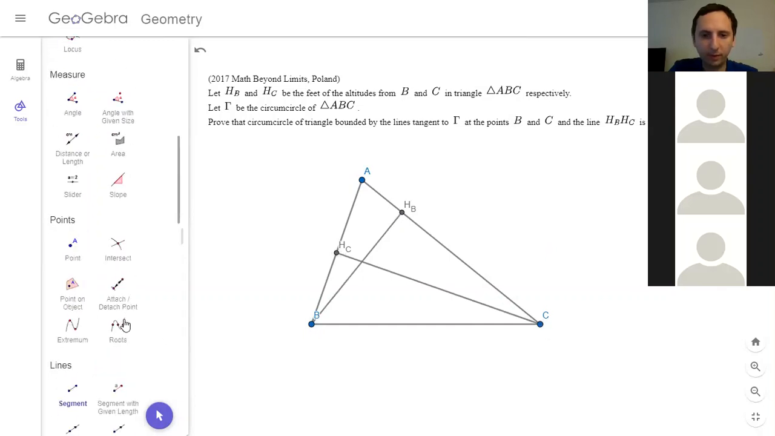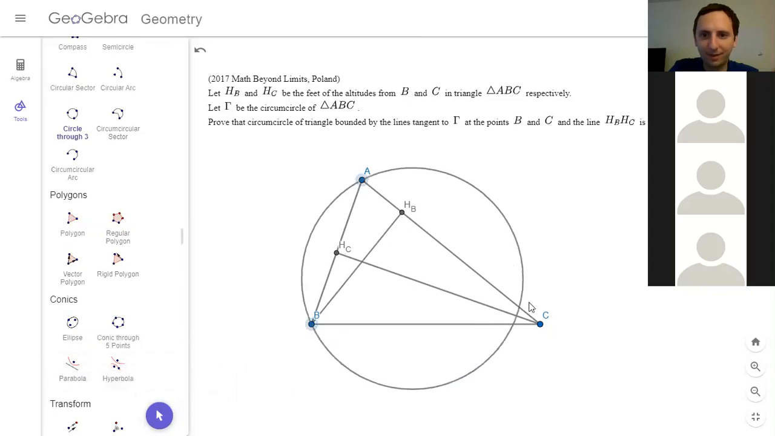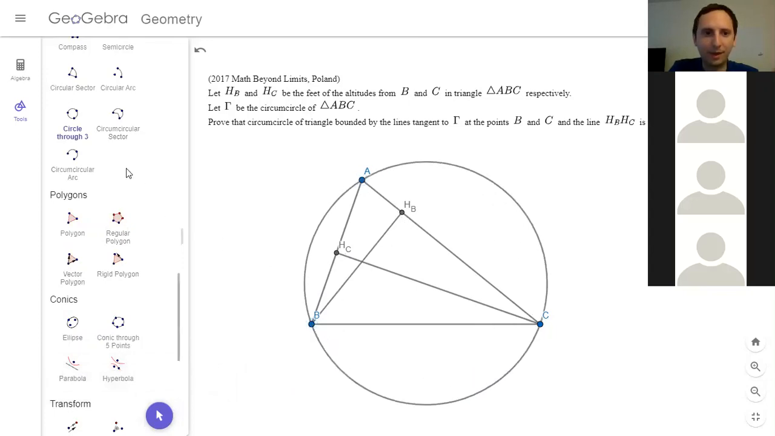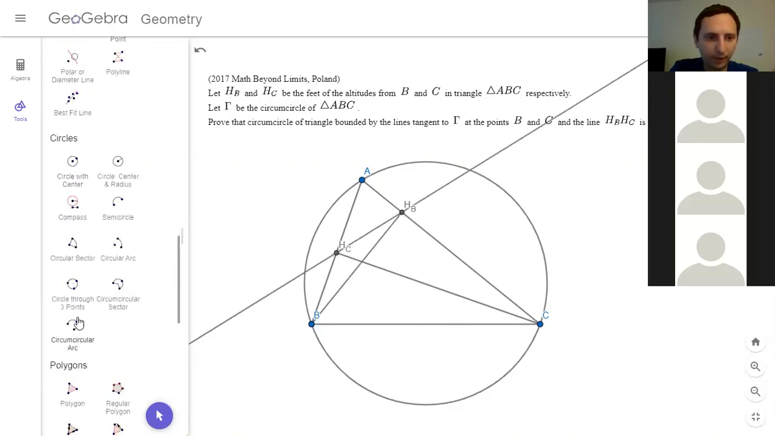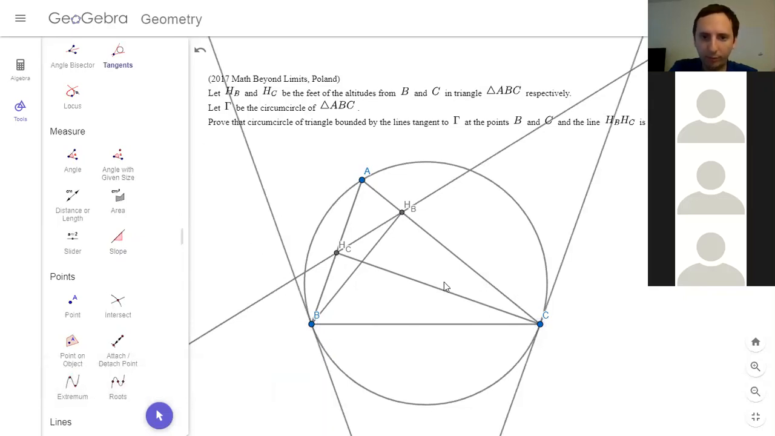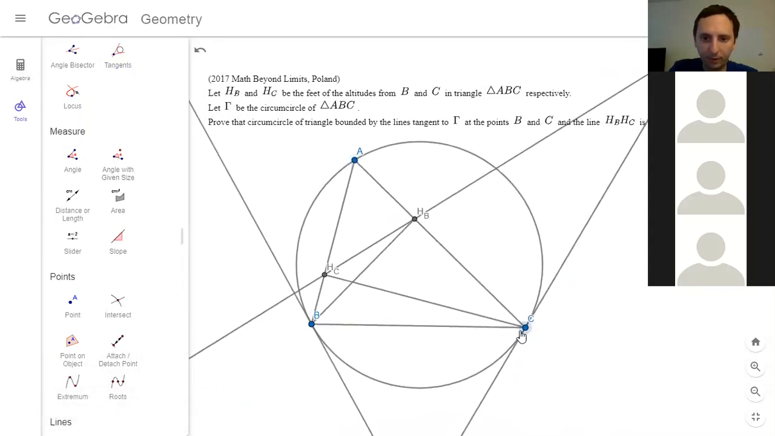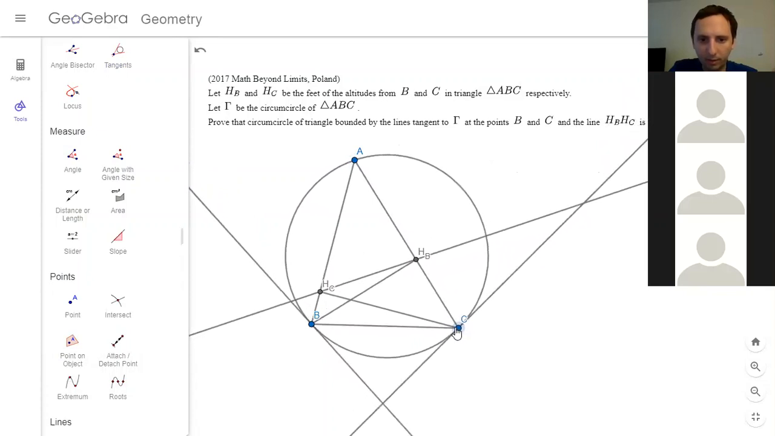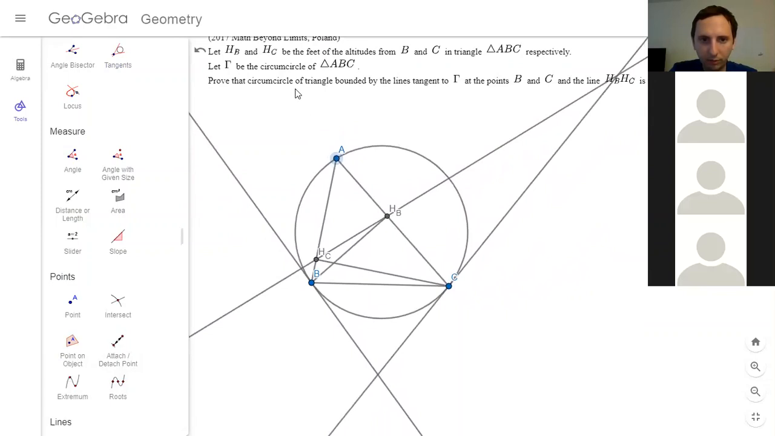This is really nice. Oh, did you say the problem's nice? Yeah, it is. And okay, so we draw the line HBHC, and we draw the two tangents to the circle at B and C, and those three lines form a triangle. So I'll try to make it fit on the diagram.